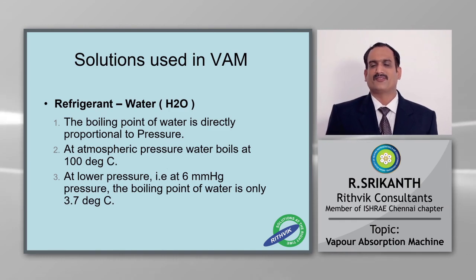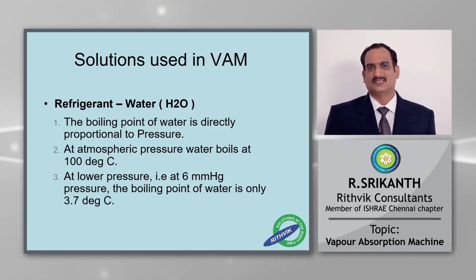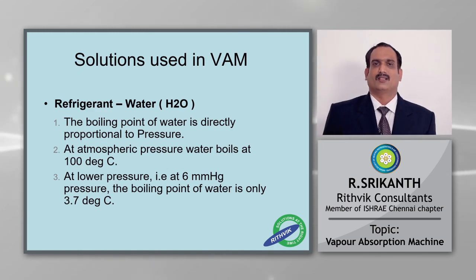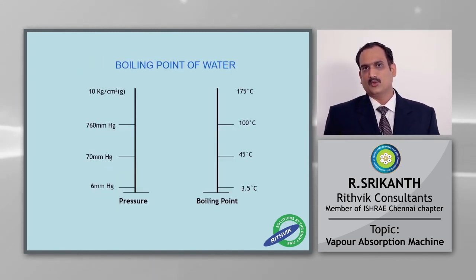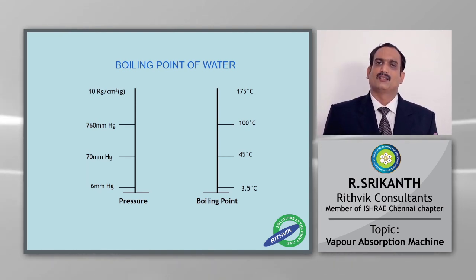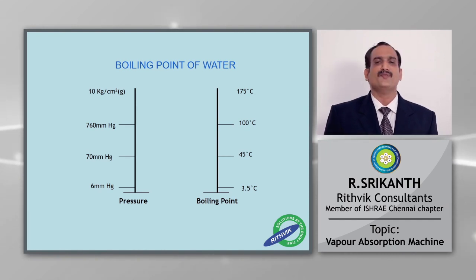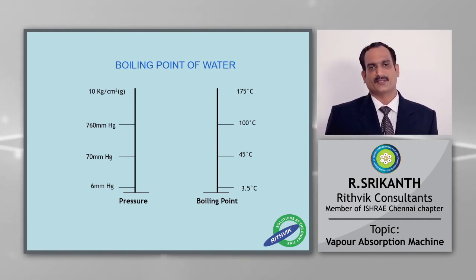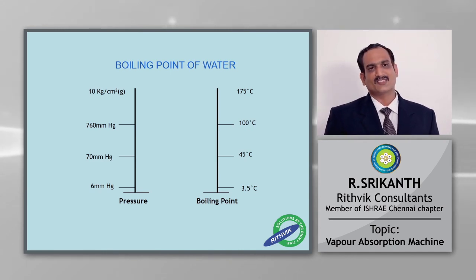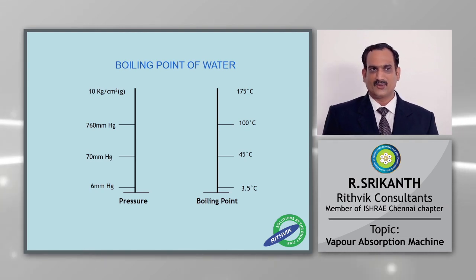That's the purest form of green available with us, which is used in an absorption chiller as a refrigerant. Now, we talk about the pressure-temperature relationship. Water boils at 100 degrees centigrade at 760 mm of Hg, which is nothing but 1 atmospheric pressure. Surprisingly, the same water will boil at 175 degrees approximately when the pressure reaches 10 kg per centimeter square.